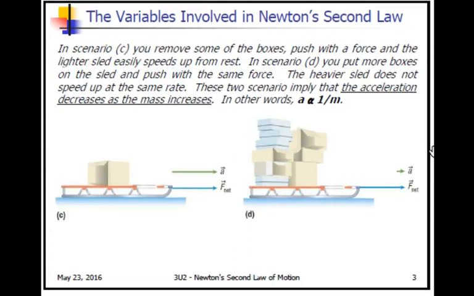Now, let's say we applied a constant force and we had two different masses. So in scenario C, we have just one small box on top of the sled, and we apply a force, and we have a lot of acceleration. When we increase the boxes on the sled and we apply the same force, we have less acceleration. So here we can see that the acceleration decreases as the mass increases, or acceleration is inversely proportional to the mass.